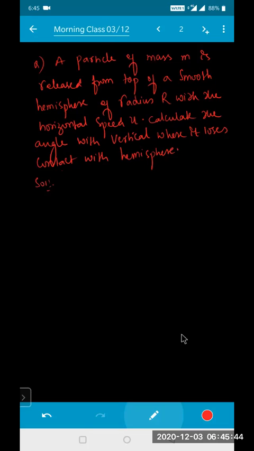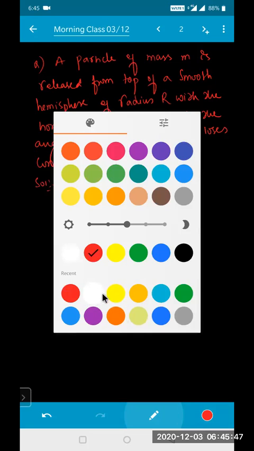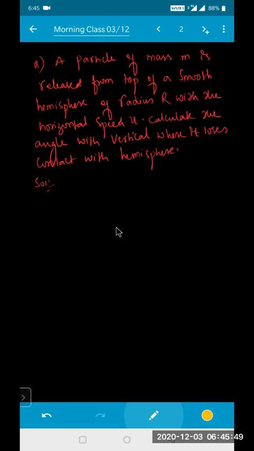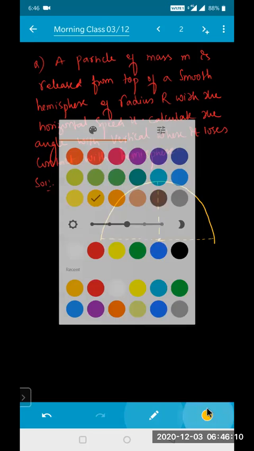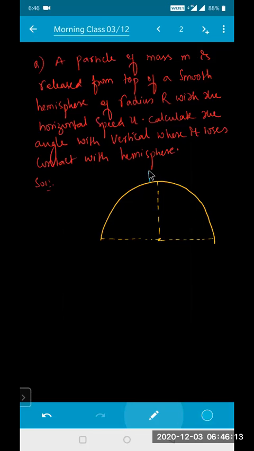Okay, so a particle of mass m is kept on a smooth hemisphere. This is your smooth hemisphere, like this, and the radius of this one is capital R. A particle of mass m is released from the top of the smooth hemisphere. That means on this top there is a block right now here.